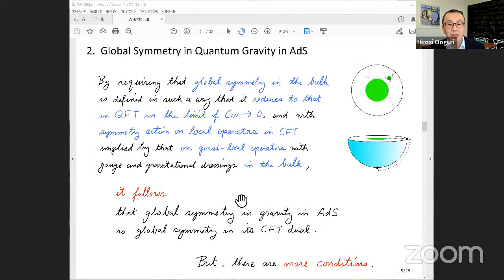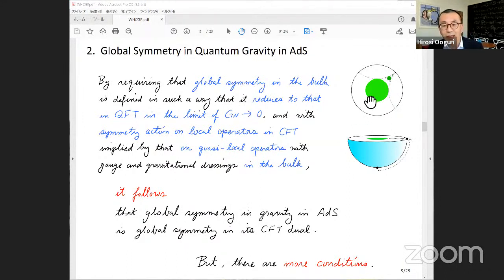So let me proceed. I'd like to discuss now symmetry in quantum gravity, global symmetry in quantum gravity. This is a little bit of a tricky subject, because I want to define what we mean by global symmetry in quantum gravity, but then I want to prove that such a thing does not exist. So I need to define an object that does not exist. In practice, what I would like to do is enumerate all the properties that we would expect for such a symmetry to have, and then show that those are inconsistent. Okay, so that's what we want to do.